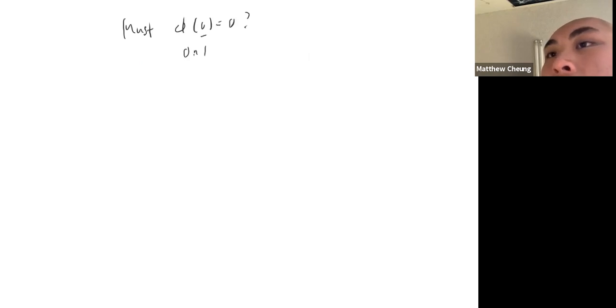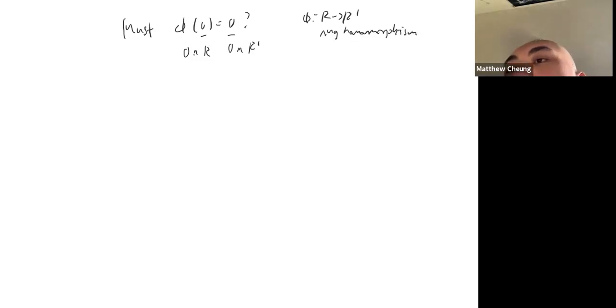Here's a question. Must phi of 0 be 0? Yes or no? So this is 0 in R, right? This is 0 in R prime. So again, phi takes R to R prime, a ring homomorphism. So does this have to be true? Must you map the additive identity to the additive identity? So this is the first case where we practice this rule.